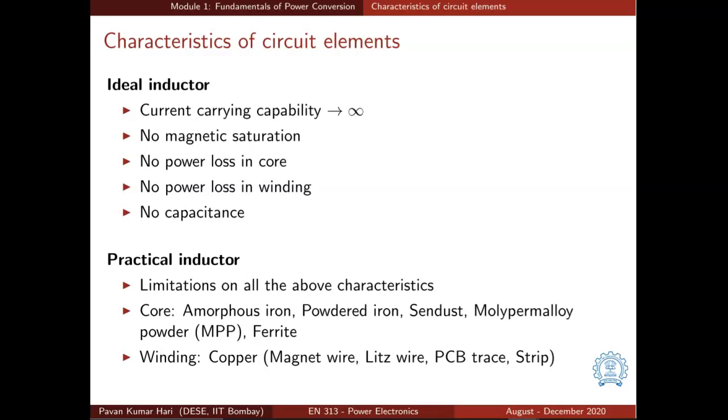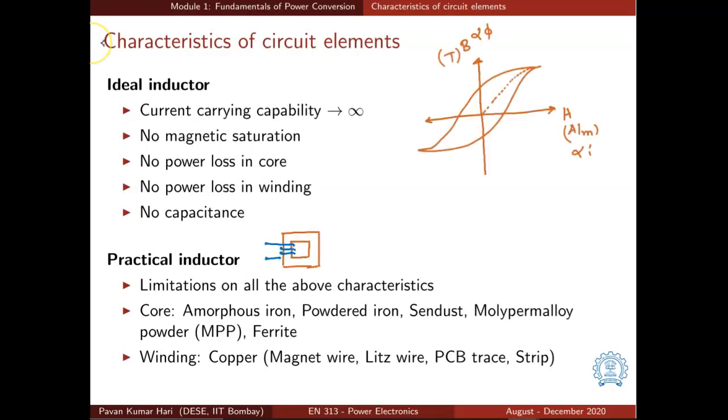But a practical inductor has limitations on all the above characteristics. For example, a given inductor can only carry a certain amount of current, and that is decided by the material of the winding, which is usually copper, and any metal has a specific current density. Beyond that it cannot operate. That means there will be a huge temperature rise. So the current carrying capability of an inductor is limited by the current density of the material used to make the winding.